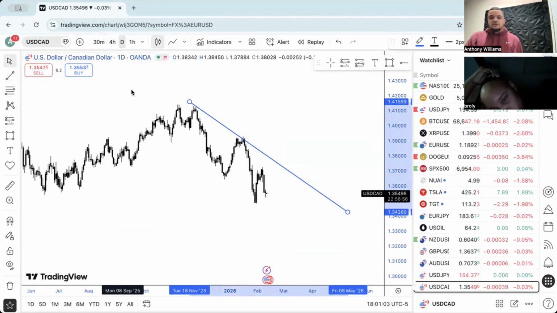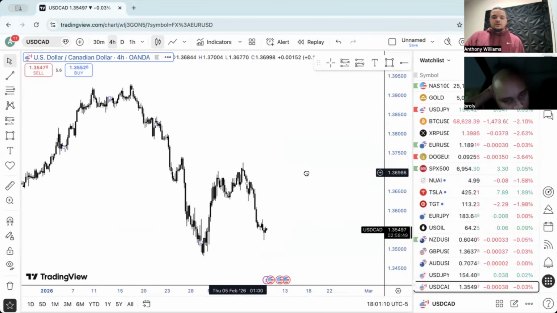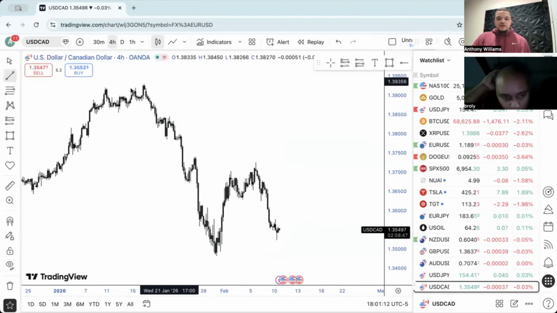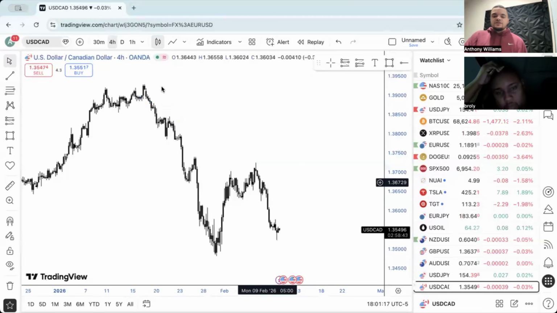Look, you're on your daily USD CAD. It's already going down. I'm already looking at sales. When you hit the 4 hour, let's take this away. You're already looking at sales. And just because I'm doing this trend line thing doesn't mean I'm trading trend lines. It's just me showing real quick that we're in some sales.